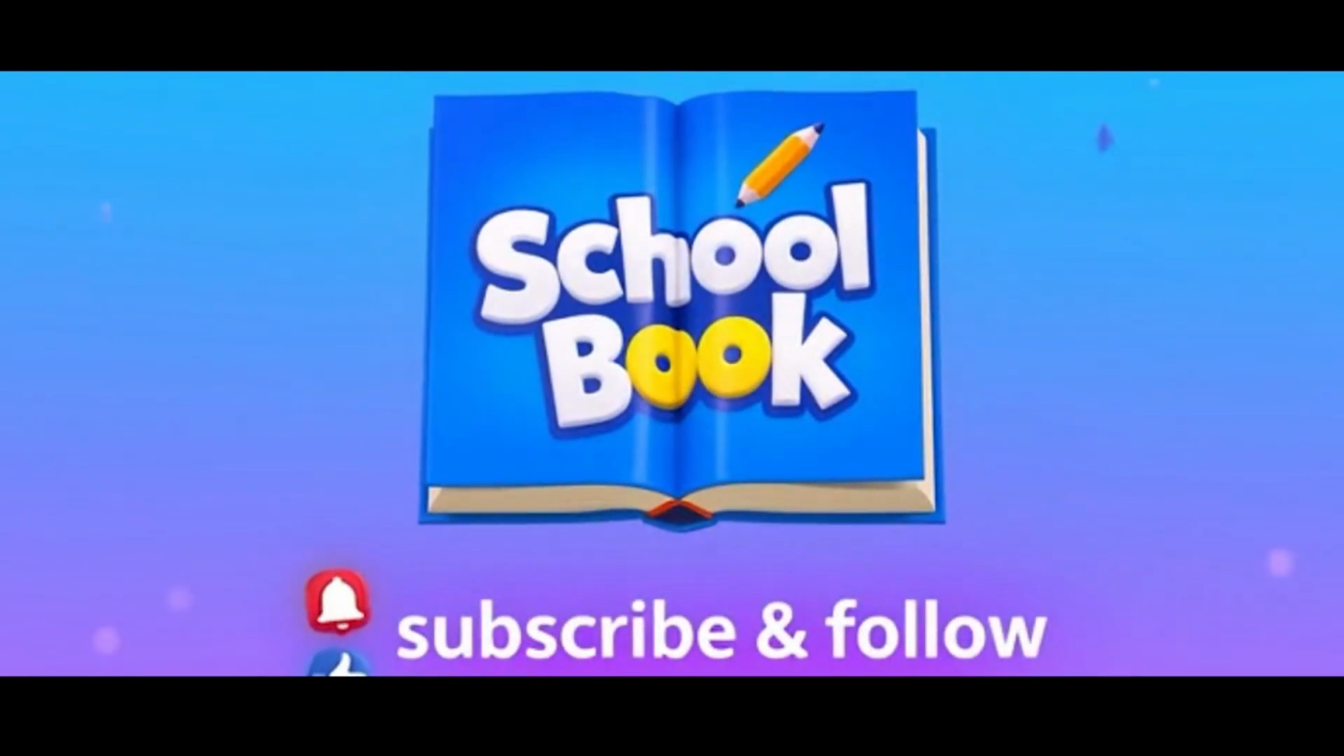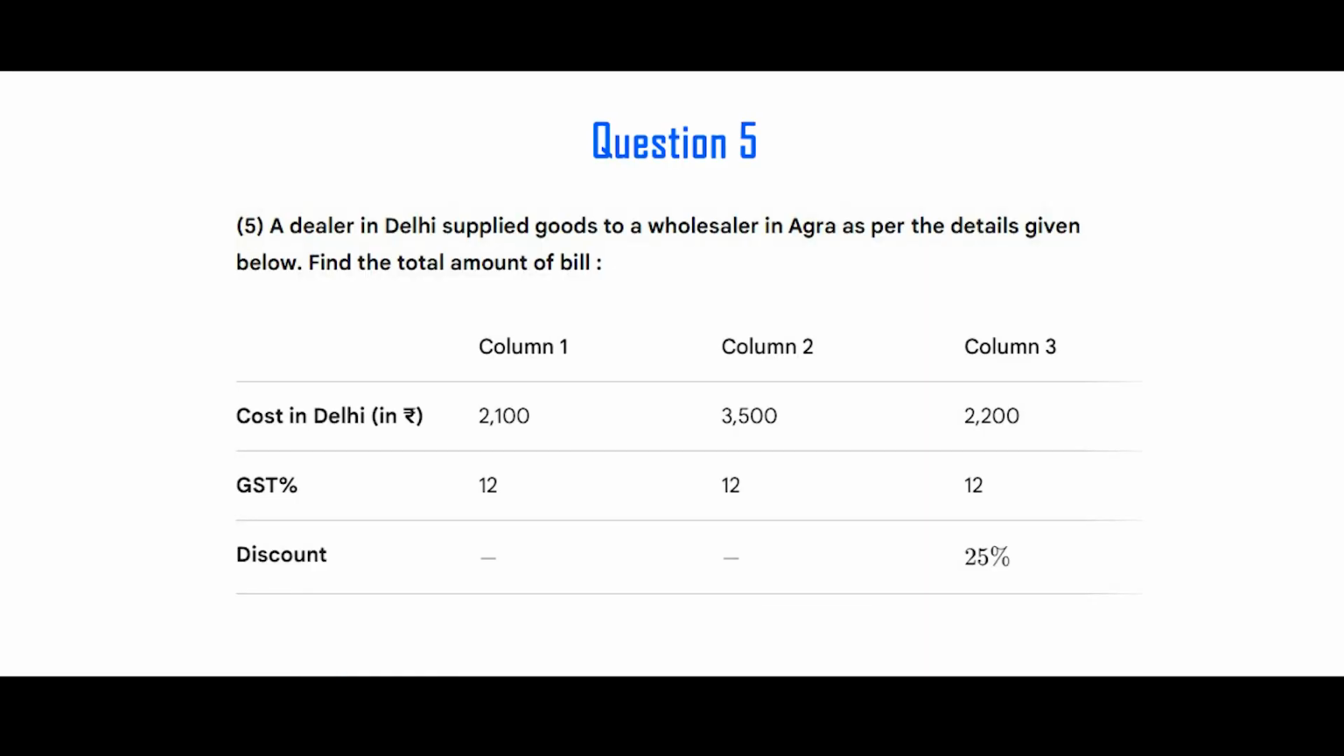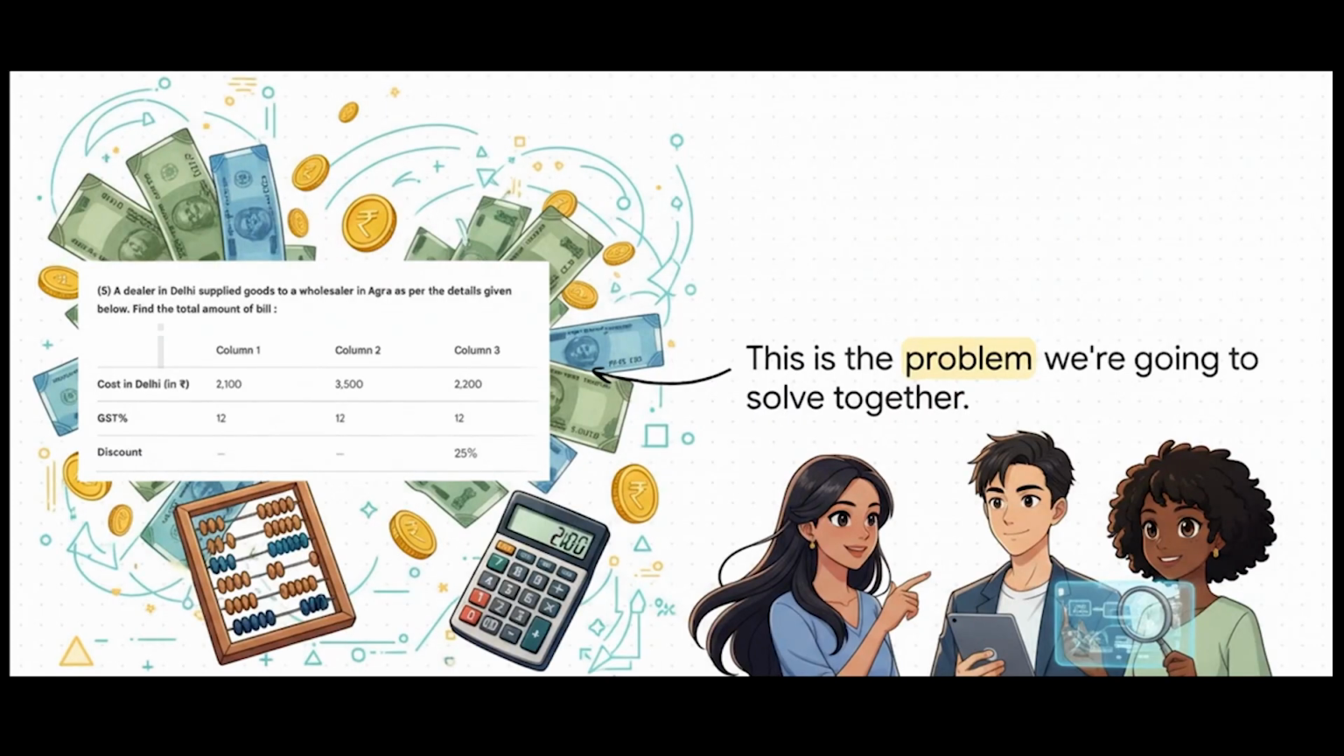You know that feeling when you get a bill and it's got all these different numbers, discounts, taxes, and you're just kind of staring at it wondering, wait, how did they even get to this final number? Well, today we're going to crack that code together. We're going to take a real-world problem and just break it down step by step until every single calculation makes perfect sense. Okay, let's dive right in.